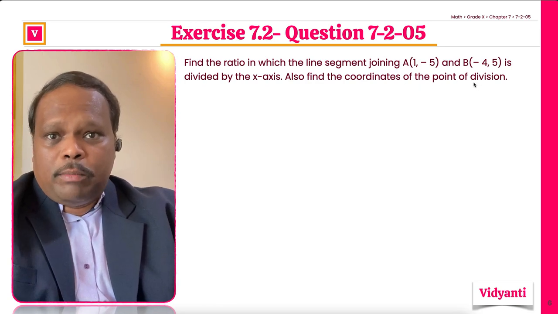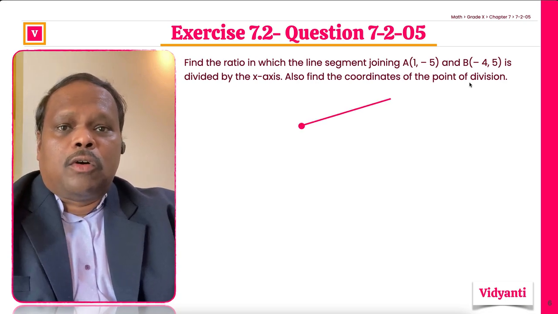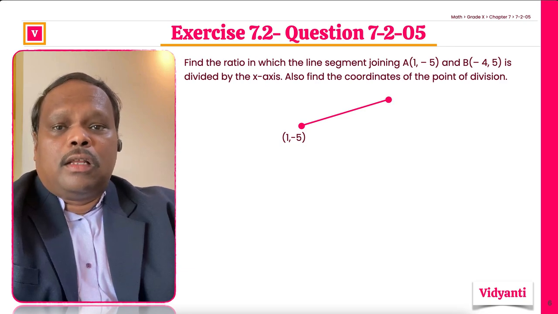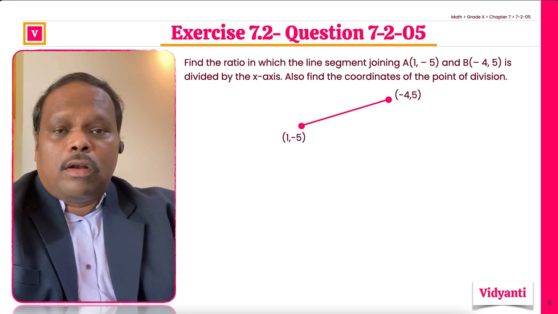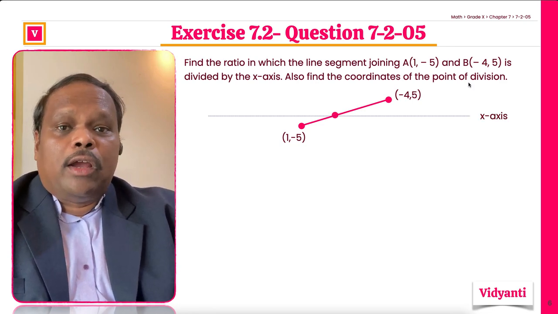So let's draw a very basic diagram. Let's say we have this line segment and the end coordinates are given. Let's say this is point A, 1 comma negative 5. Another point is B, which is negative 4 comma 5. Now, there is an intermediate point which happens to lie on the x-axis.